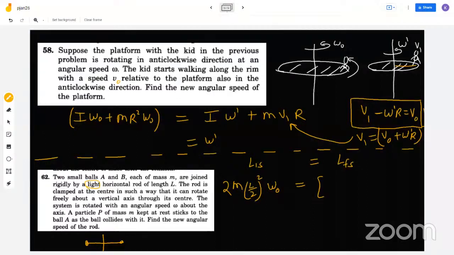Then finally m L by 2 का whole square 2 times plus now another particle, वो stick कर गया ball पे, and ball is at a distance L by 2 only. So m L by 2 का square into omega dash. So omega dash you want to find in terms of omega naught. So 2 by 3 omega naught. Okay, it's matching the answer, this one.